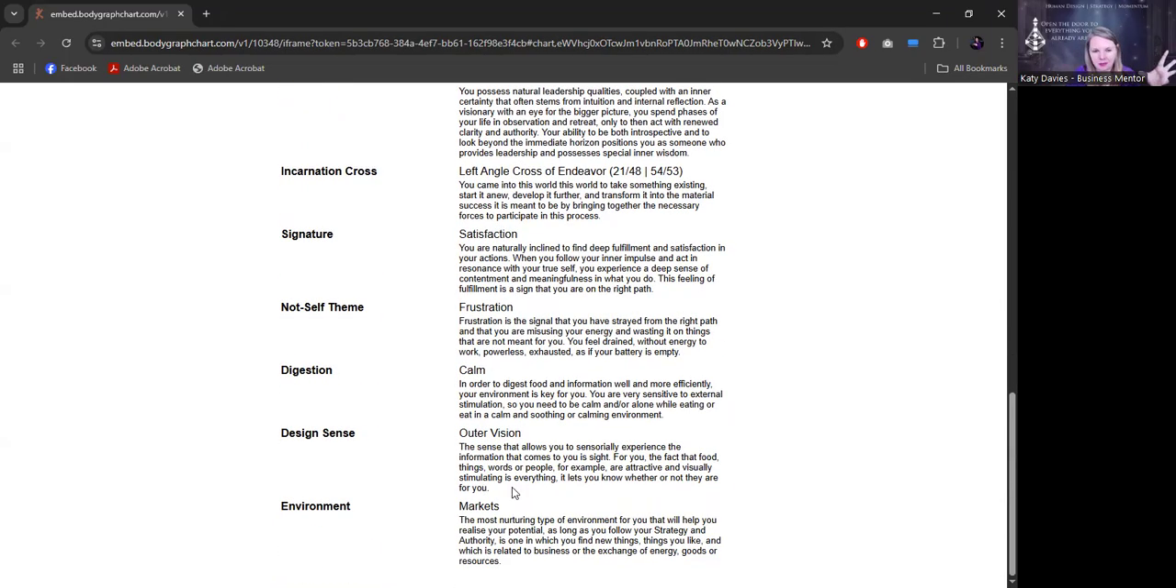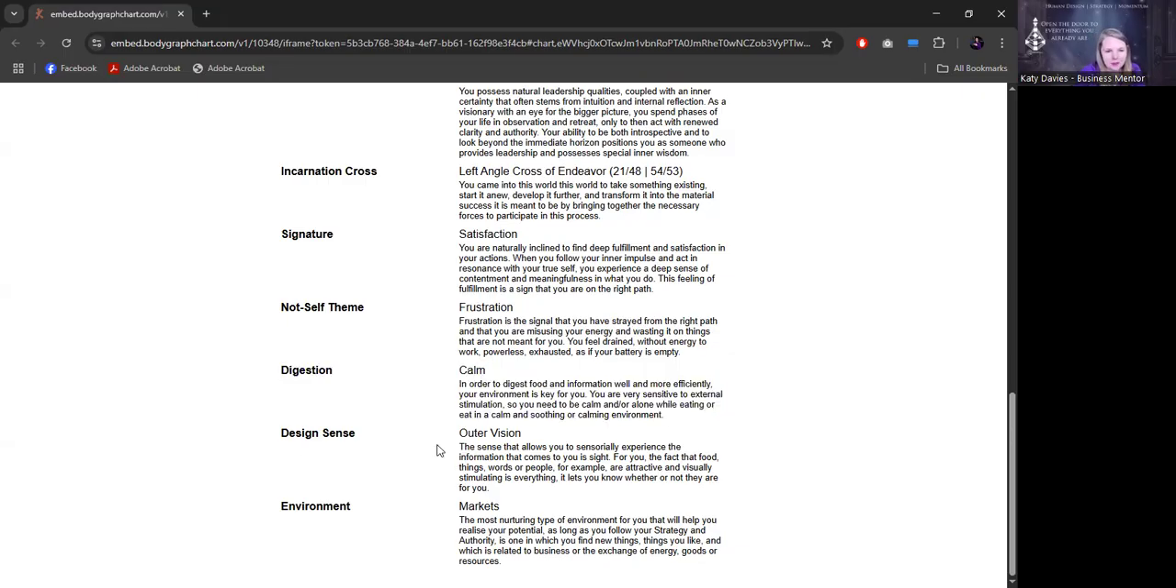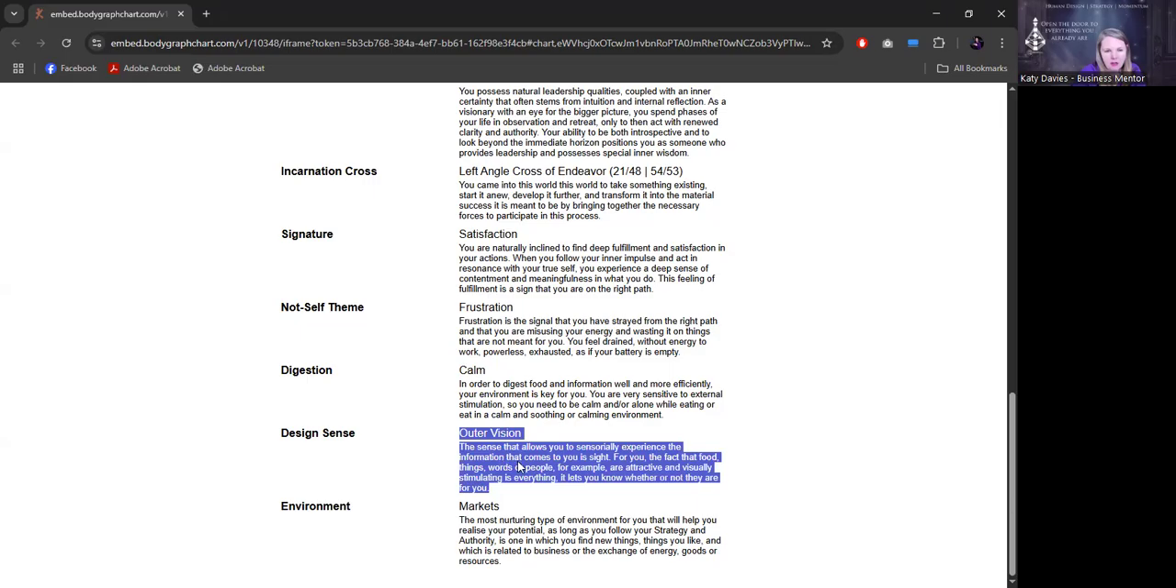They won't matter. Okay. But what we're doing here, digestion is like it says, everything that comes into the system. So, how you digest food or information, and it gives you a little extra piece of information around how you're best designed to do that.